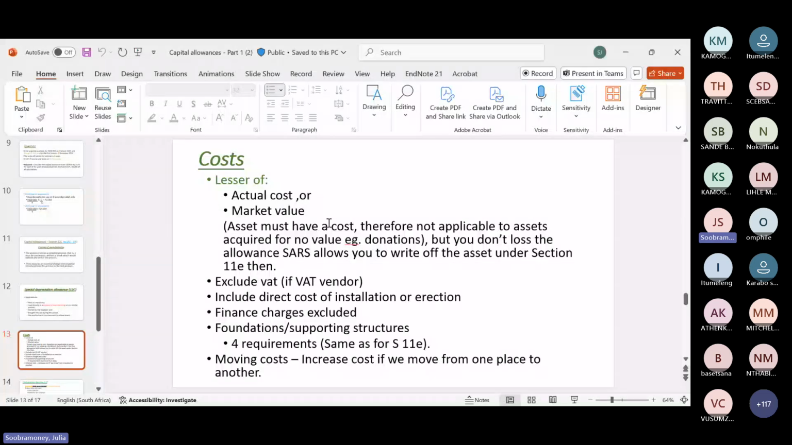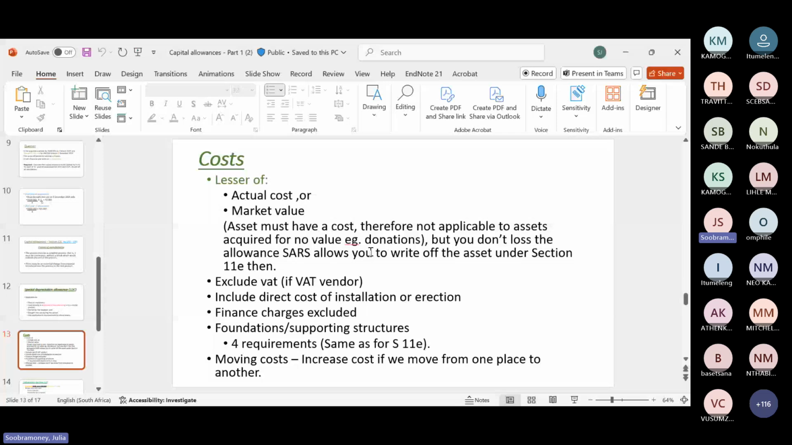But what happens if there's no cost price and there's a market value? That means you're not allowed to use the Section 12C allowance. Why? Because the rule says there has to be a cost price. So the asset must have a cost, therefore not applicable to assets acquired at no value. For example, if someone donates an asset to me, I do not pay for it, there's no cost price, and I use this asset in my process of manufacturing. Because it does not have a cost price, I cannot claim Section 12C.